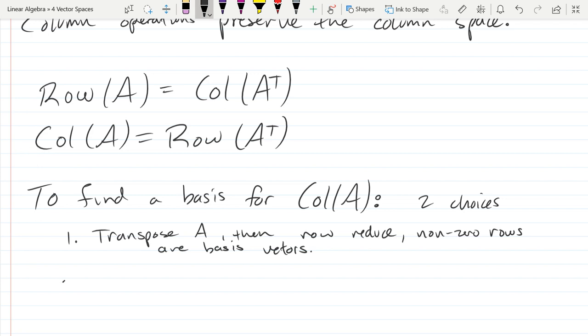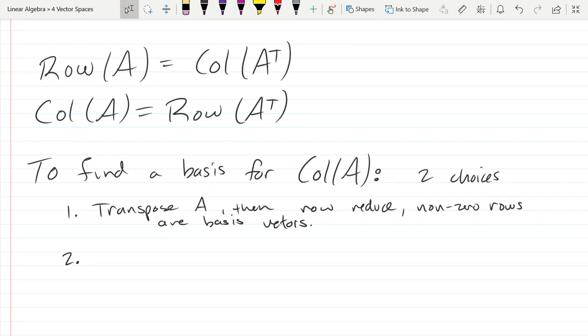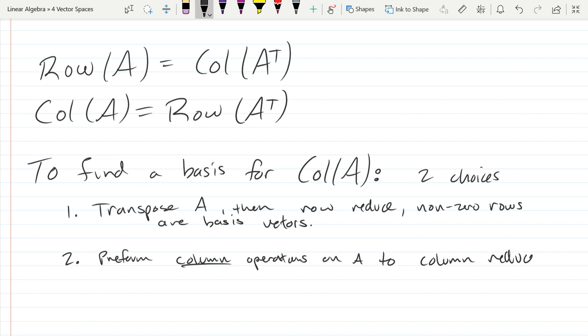There's another option. You could do everything as columns. So you could perform column operations on A to column reduce. And then your non-zero columns are basis vectors.